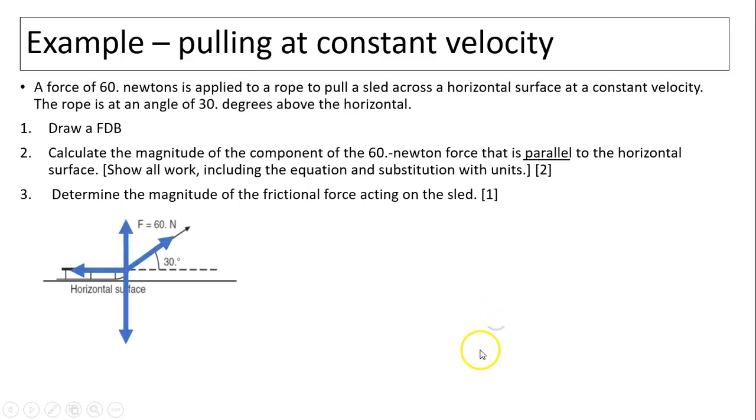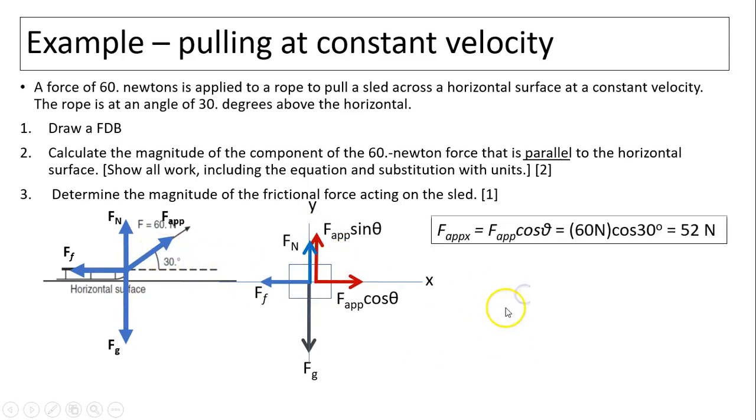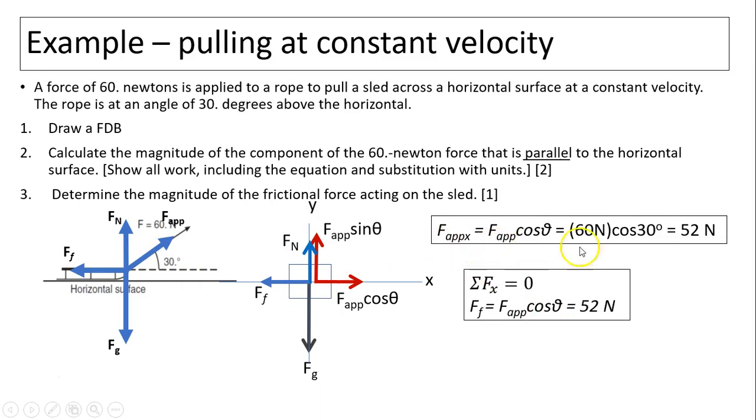Okay, here are the answers. So here's the free body diagram. Change the force at an angle into X and Y components. Then you should have the horizontal component, parallel to the horizontal surface, which is X. That gives you 52, and that 52 has to balance the force of friction because it's moving at a constant velocity.